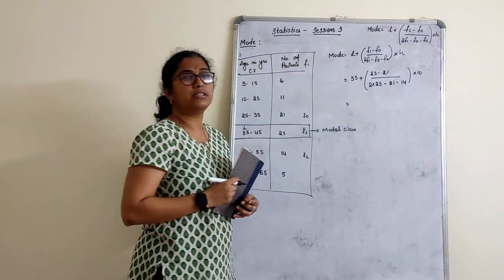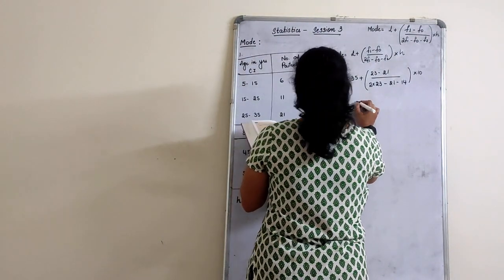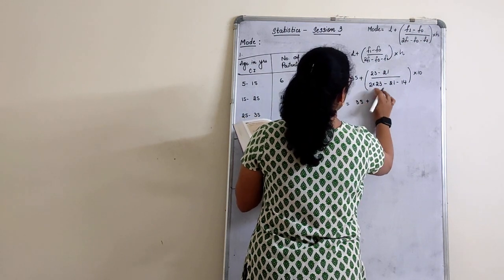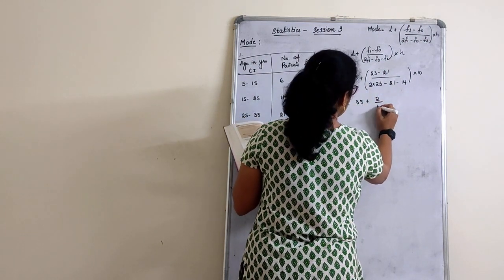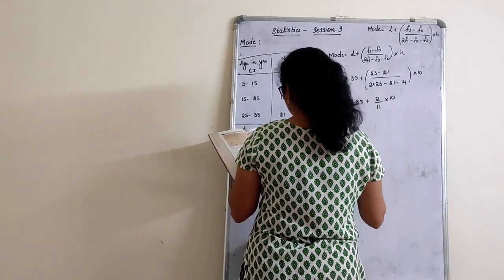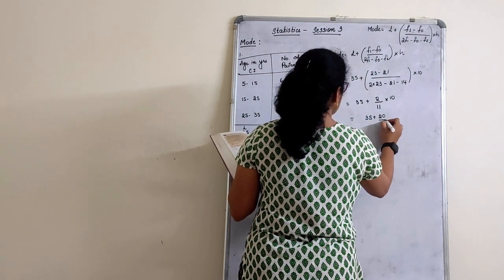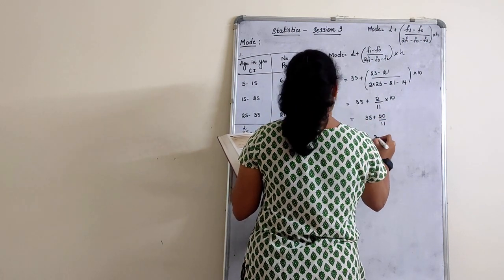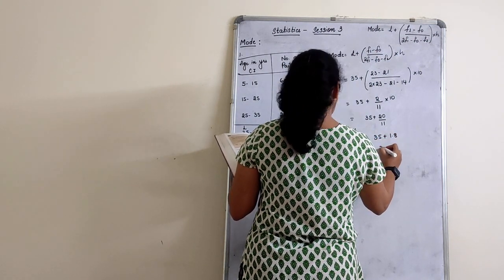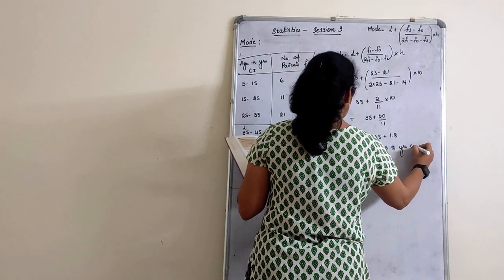Substituting in the formula, mode is the simplest way to calculate. Okay, so this is 35 plus 2 divided by, when you solve this, you are going to get 11, into 10. So 35 plus 20 divided by 11. So this is 35 plus 1.8 approximately. The answer is 36.8 years approximately.